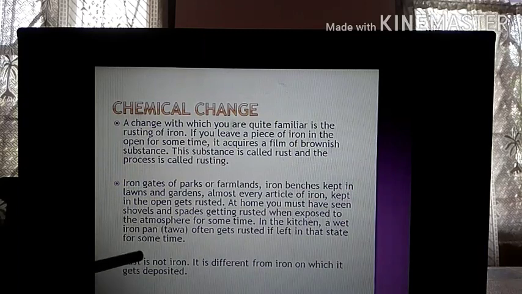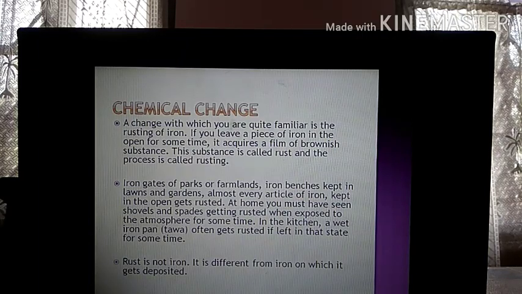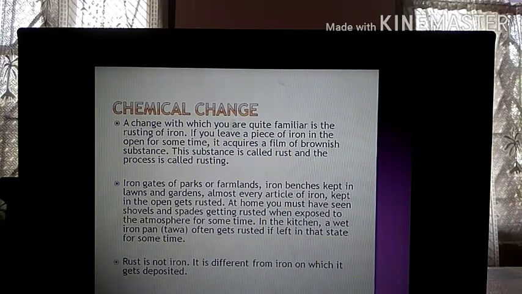Okay, so rust is not iron, it is different from iron on which it is deposited. Rust is not iron, it is iron oxide. Okay, rust is called iron oxide, it is not iron. Okay, so iron oxide means what? What happens when iron reacts with oxygen and water? Okay, how is rust formed? When iron reacts with oxygen and water, iron oxide is formed.